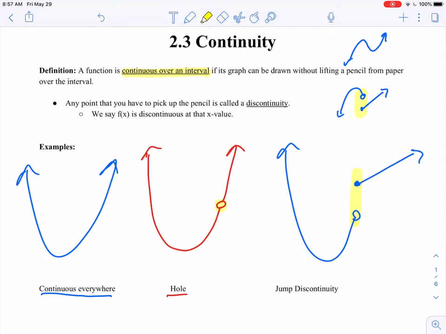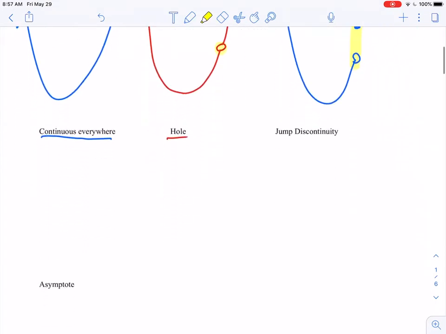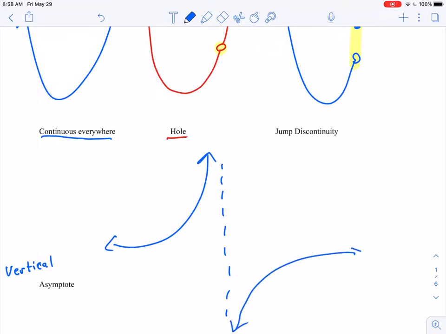And then finally, we have asymptotes, and I should specify here that we're talking about vertical asymptotes in particular. If I have a function that has a vertical asymptote, we might have something that looks like this. Horizontal asymptotes will not cause discontinuities. So it's really vertical asymptotes, those are the ones that we're going to be worried about. And right here, obviously, there's a really big problem, right? You have to pick up your pencil at that point, so that's going to be a discontinuity.